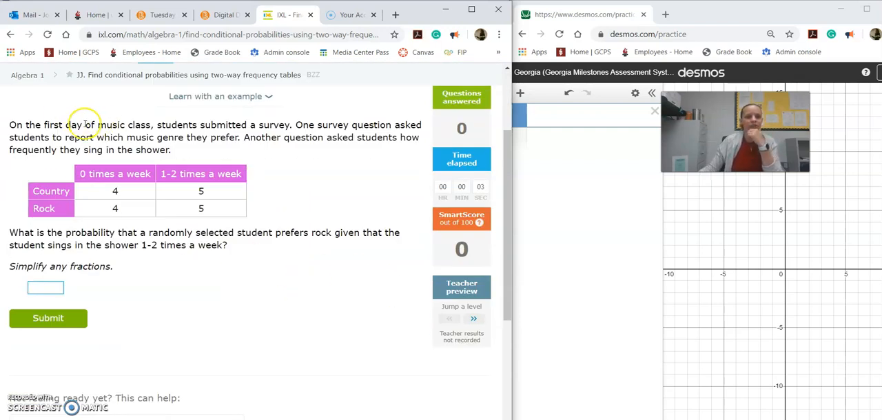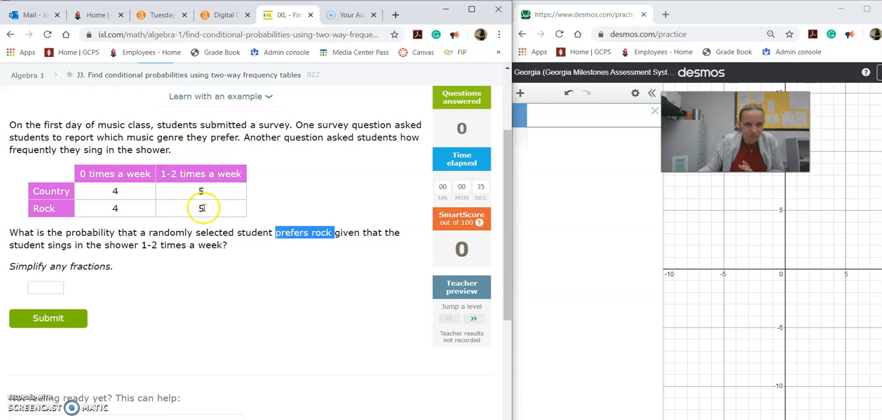On the first day of music class, students submitted a survey. One survey question asked students to report what music genre they prefer. Another question asked students how frequently they sing in the shower. What is the probability that a randomly selected student prefers rock, given that the student sings in the shower 1 to 2 times a week? The way you do this is this. They prefer rock given this.